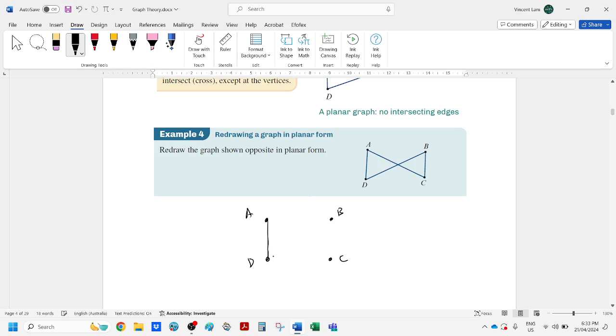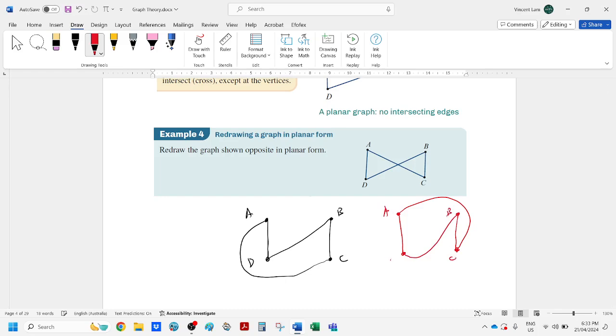So I'm going to keep that edge, I'm going to keep that edge, and I'm going to keep that edge. And I'm going to make the edge A to C go around like that. See, now none of the edges are crossing over. And that's essentially what a planar graph is. Now, if I wanted to draw something different, I could have done something like this. I need A connect to C, so I can do that, and then B connects to D. So I can do that if you like as well. So that's what we mean by there's going to be different answers.